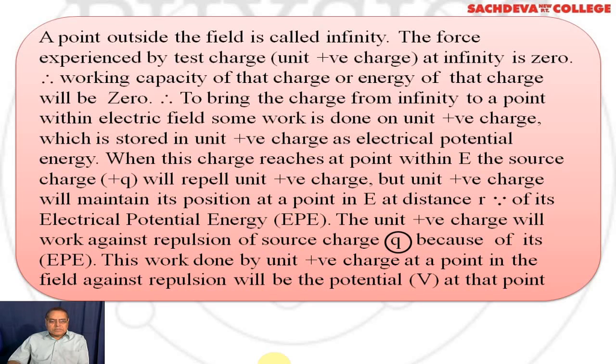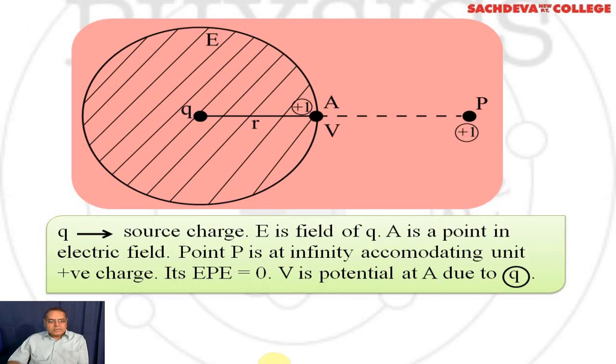The unit positive charge will work against the repulsion of source charge Q because of its electrical potential energy. EPE stands for electrical potential energy. This work done by the unit positive charge at a point in the field against repulsion will be the potential at that point. Now you can review the figure.